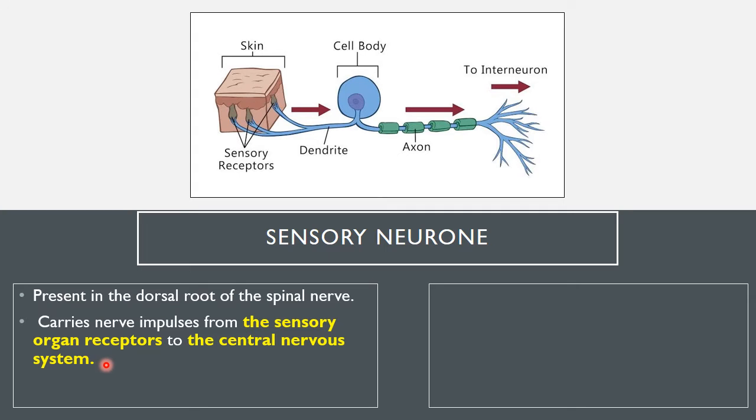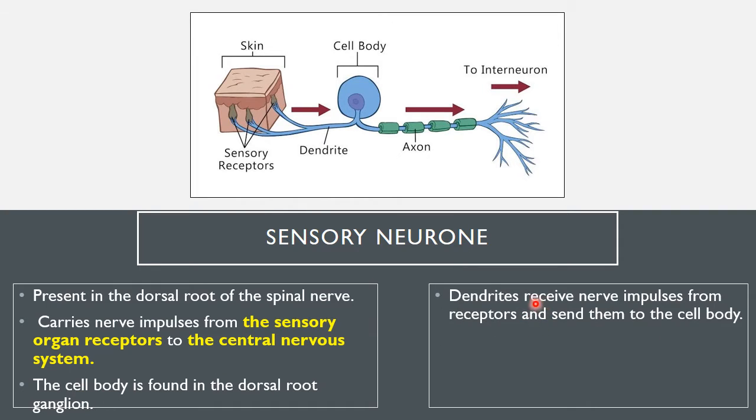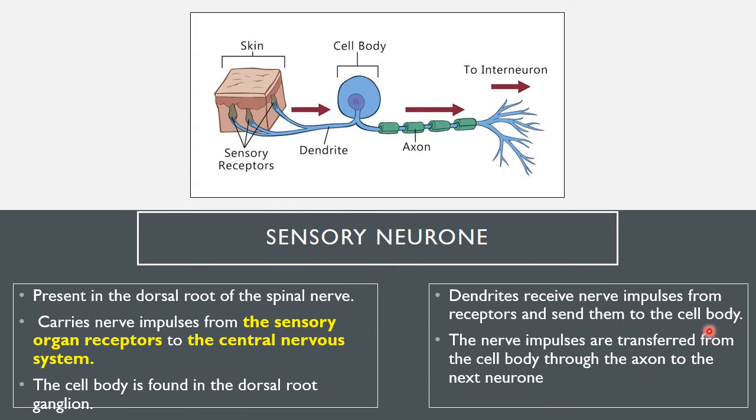And the cell body is found in the dorsal root ganglion. And dendrites receive nerve impulses from receptors and then send them to the cell body. And the nerve impulses are transferred from the cell body to the axon to the next neuron. Sensory receptor, dendrite, cell body, axon, and then to interneuron.